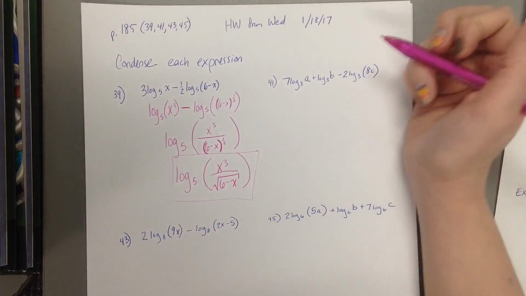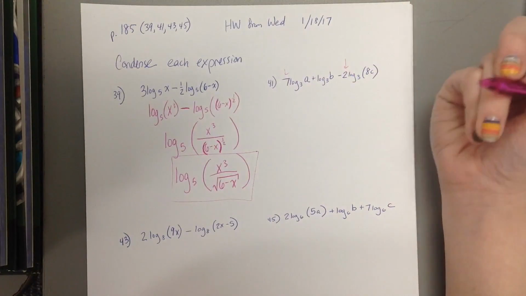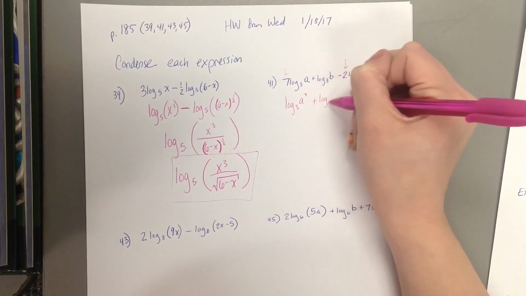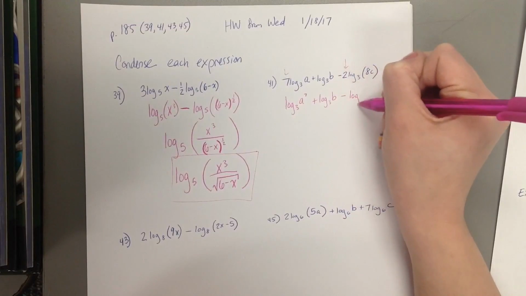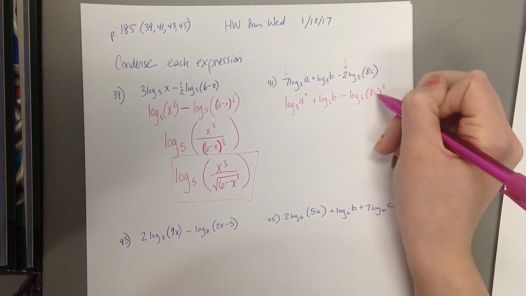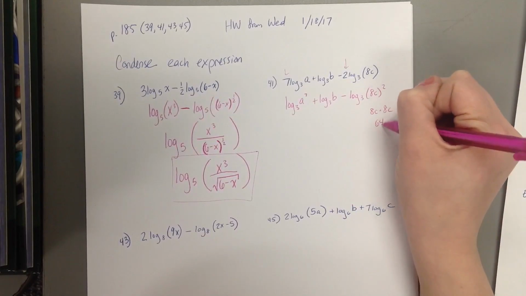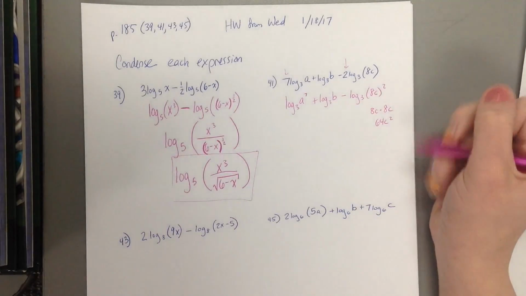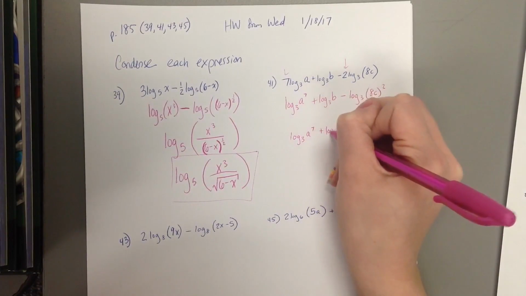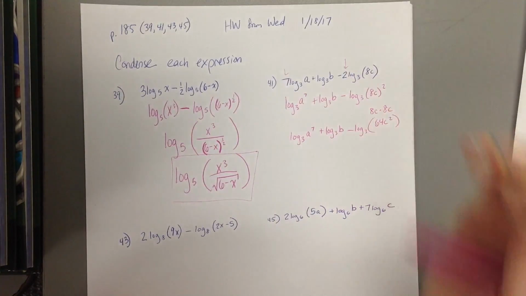Next one, again, I'm going to deal with my coefficients first. I see a 7, no coefficient there, and a 2. This is going to be log 3 of a to the 7th plus log 3 b minus log 3 of 8c squared. Now, right here, this is 8c, whole thing being squared, meaning 8c times 8c, so that's really 64c squared. So that's what I'm going to write from now on. So this is log 3 of a to the 7th plus log 3 of b minus log 3 of 64c squared.